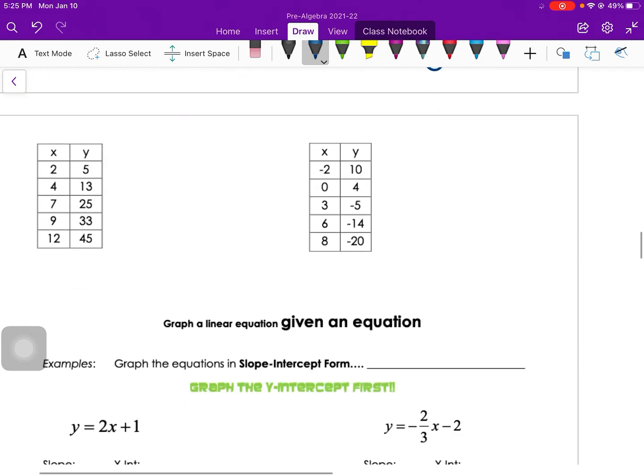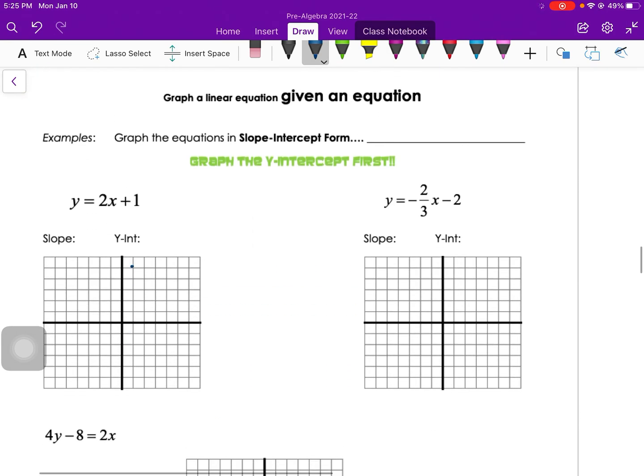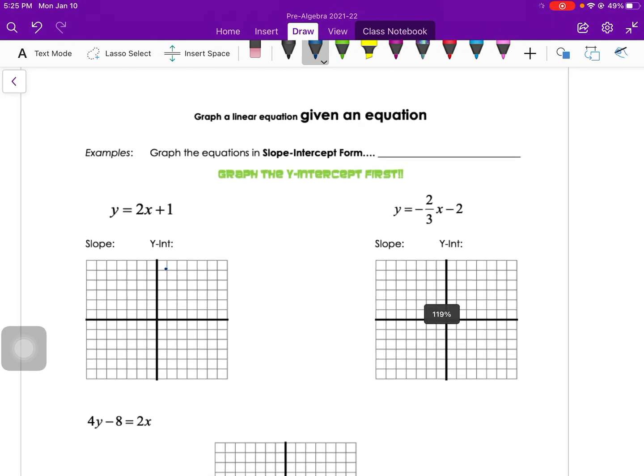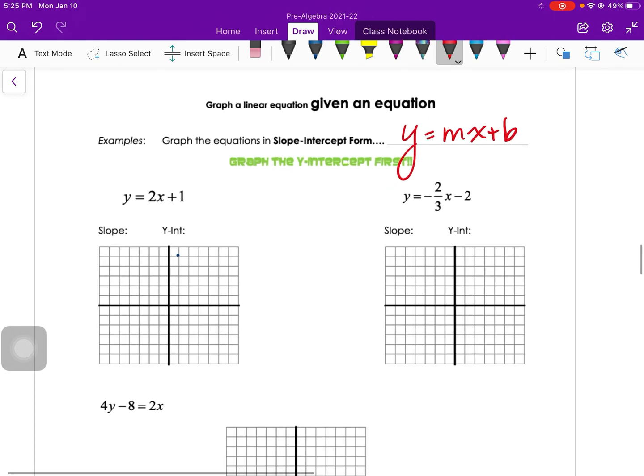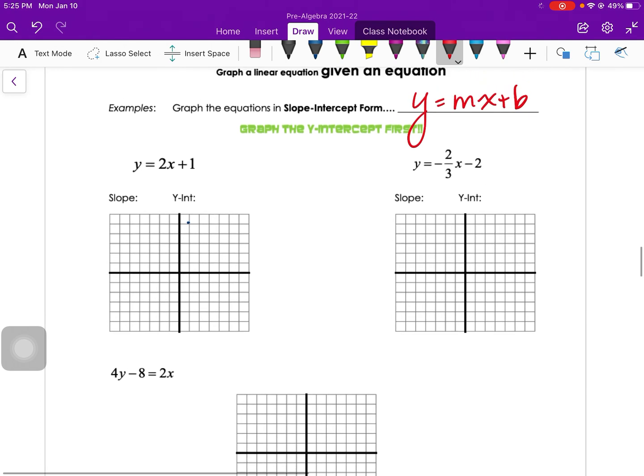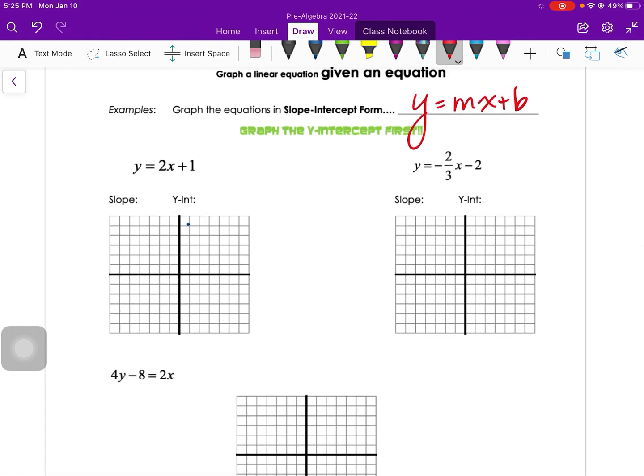All right, we're getting there, friends. We got a couple more things to do. So the next thing we're going to do is review how to graph lines in slope-intercept form. So again, this is our y equals mx plus b. Okay, so this is a great review. We did this earlier, so hopefully it'll come back to you a little bit.